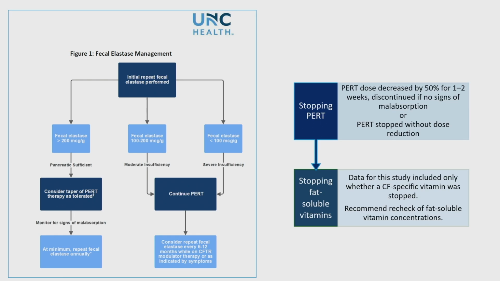So for stopping PERT at UNC, we decided to wean a little bit slowly. We did half the dose for a couple weeks, had the parents monitor for steatorrhea or any other GI symptoms, and then took them off. While some of the other centers just stopped the PERT completely, and that worked also. For this study, we only collected data on whether they stopped their vitamin or not, but our guideline at UNC, we did have a plan to, at the visit following stopping their PERT, check their vitamin levels, and if they're normal, then go ahead and take them off the vitamin, CF vitamin.